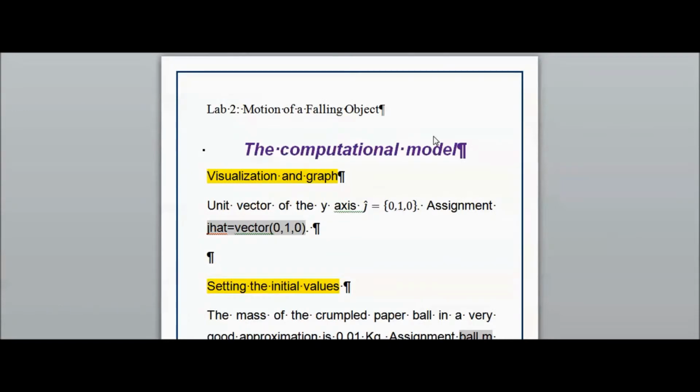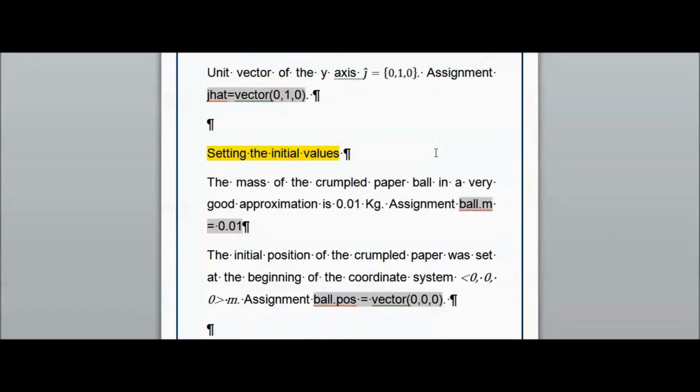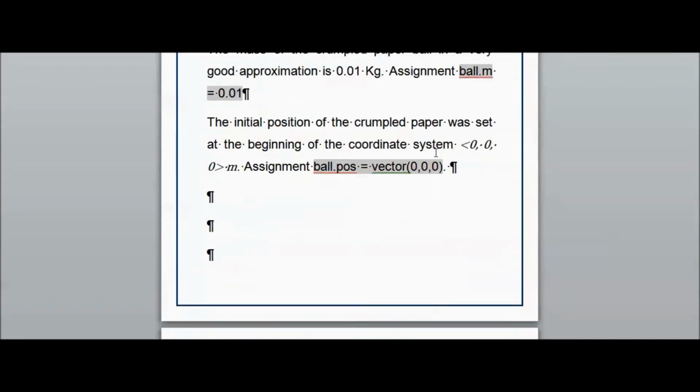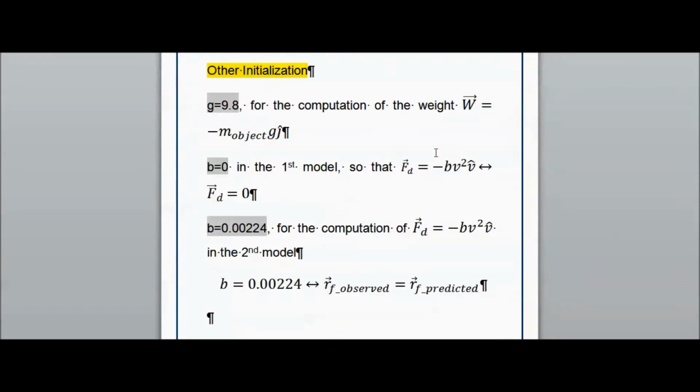The computational model. I specified a coordinate system with a positive y-axis pointing upwards. I calculated the mass of the crumpled paper and I set its initial position at the beginning of the coordinate system. I also set g equals 9.8, b equals 0 for the first model, and b equals 0.00224 for the second model, so that the final predicted position coincides with the observed one.